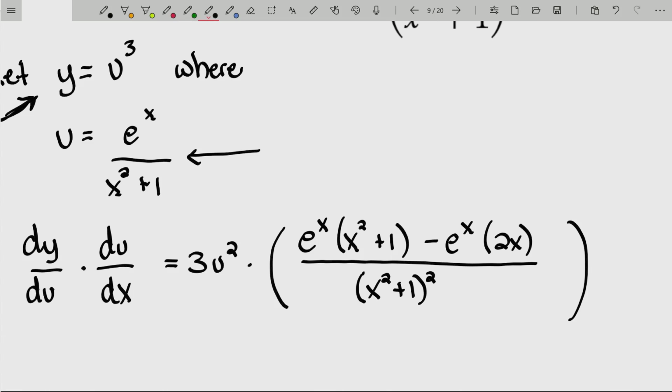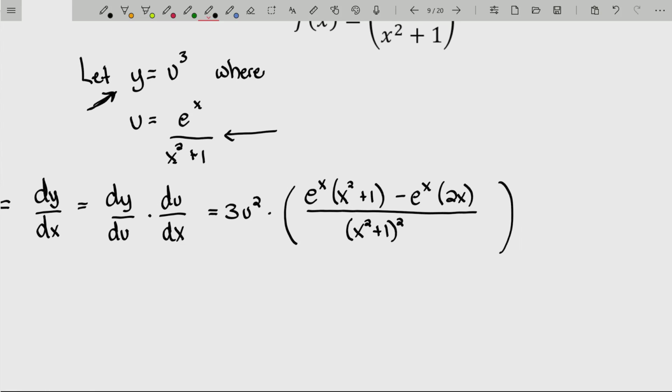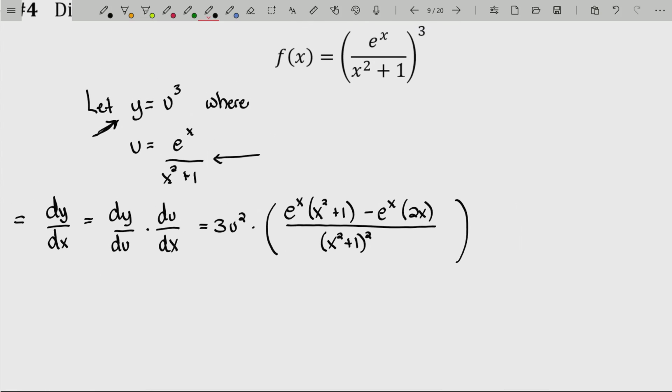Now you can see that these start getting more robust as you move forward. It's critically important that you pay attention to that. We are not done with this because we have a mixture of variables. You have to resubstitute in what u is equal to. u is equal to e to the x over x squared plus 1.